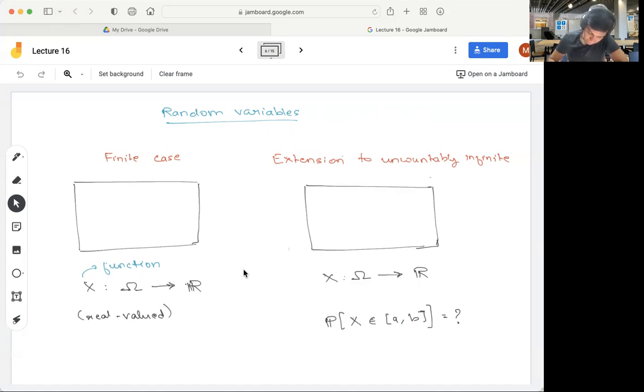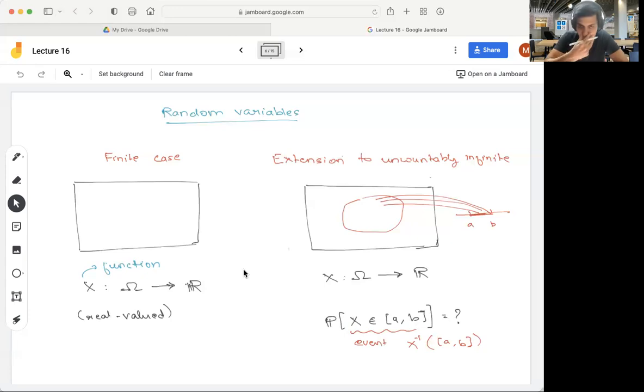This is an event, because it's a subset of omega. X is a function, and so what we are talking about is, if we are looking at the interval A to B, what is the subset of outcomes such that X maps them to points in this interval. So this is just the pre-image of this interval A to B. Okay.